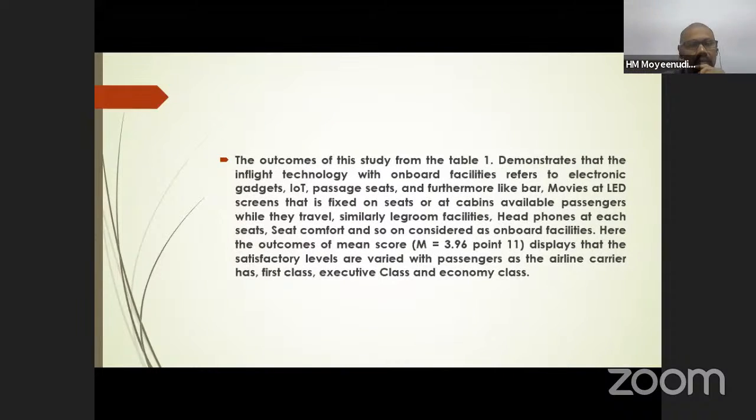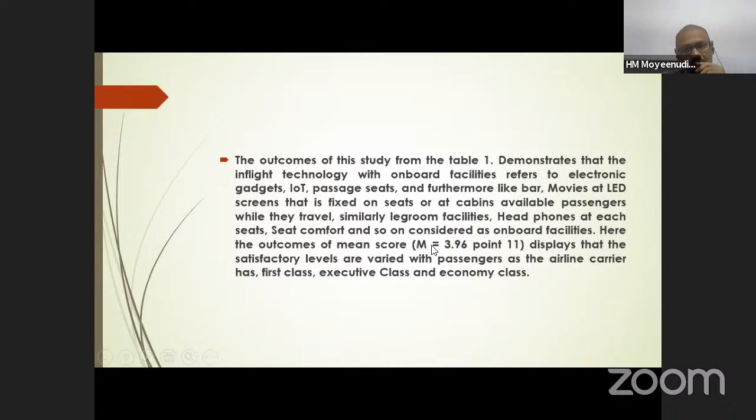Now the outcomes of this study demonstrate that in-flight technology with onboard facilities refers to electronic gadgets connected with IoT, and then seat comfort, and furthermore other facilities like providing a mini bar, television and LCD screens. So these are the additional facilities found to be required for airline passengers.